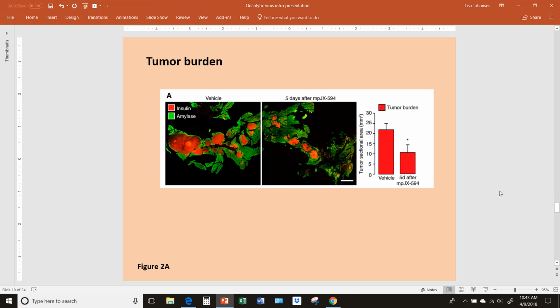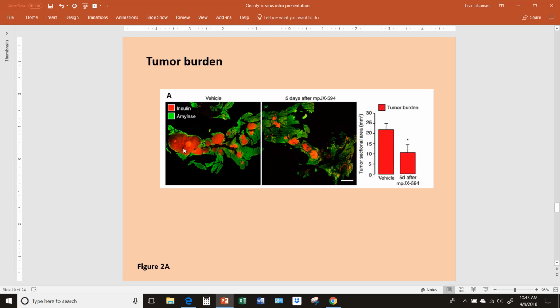Tumor burden is another way they measure. So is the tumor size decreasing? And what I want you to remember, this is from figure 2A, the red is the insulin producing cells. These are our cancer cells. And the amylase in green is the surrounding acinar cells. And so you can see here that as you're decreasing the amount of cancerous cells, and it's shown here in the graph. So just kind of keep those in mind as to why they're staining for insulin and amylase. Insulin's our tumor cells. Amylase is the normal tissue around it.